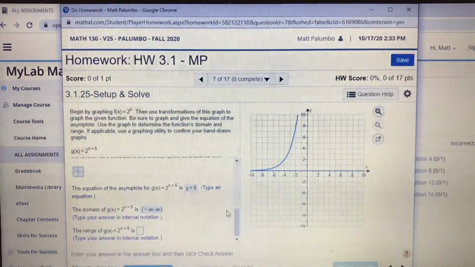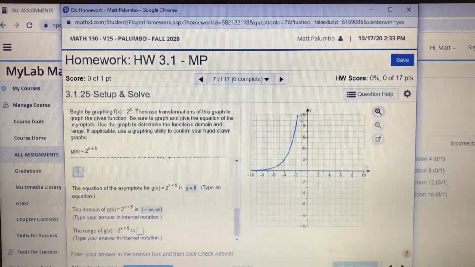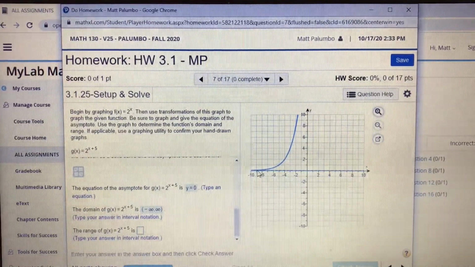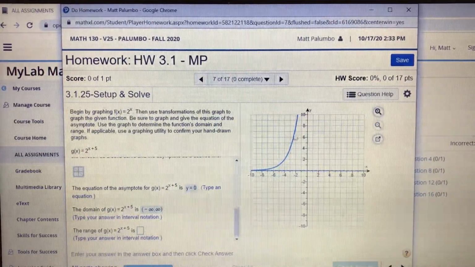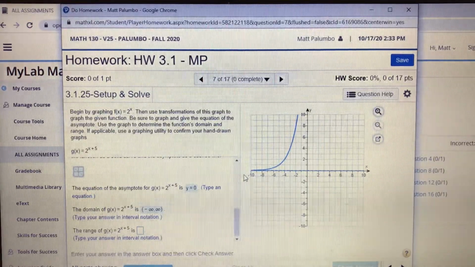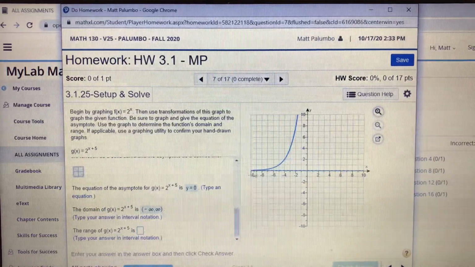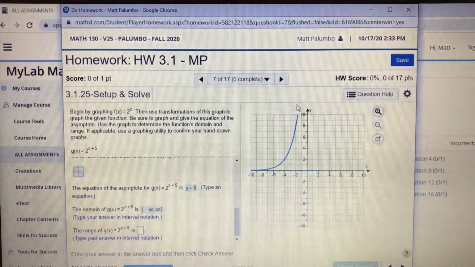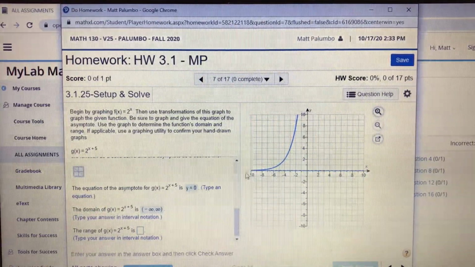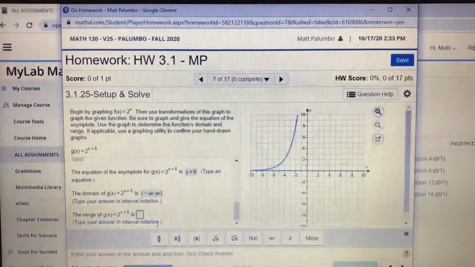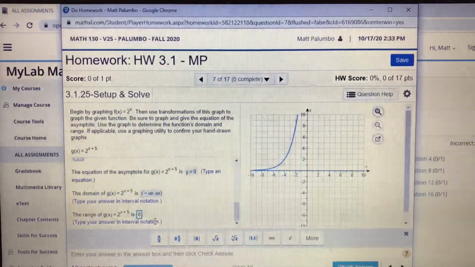The range: how high up and down does it go? Well, it obviously goes up to positive infinity. But how far down does it go? Well, we know from that asymptote that it never goes below 0. It's never going to be negative. So it really starts at 0 and goes up forever. Does that line ever hit the 0? No, it's never going to hit the 0. So our range is going to be 0 to infinity.